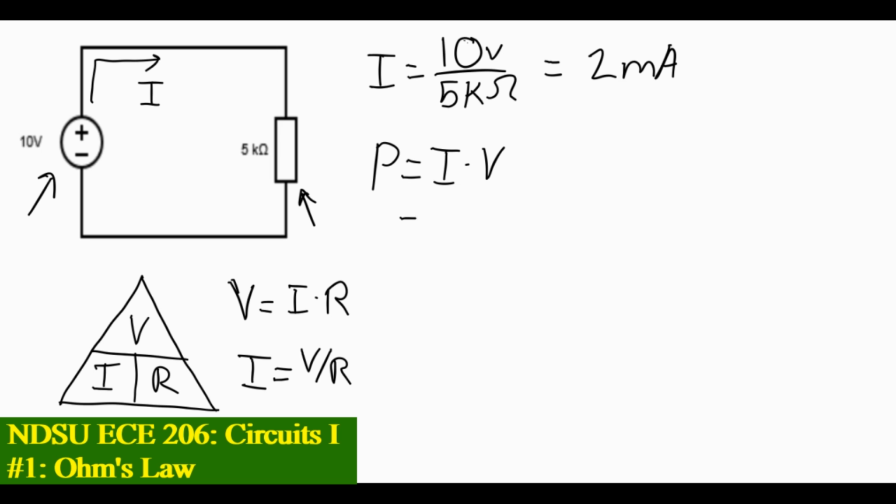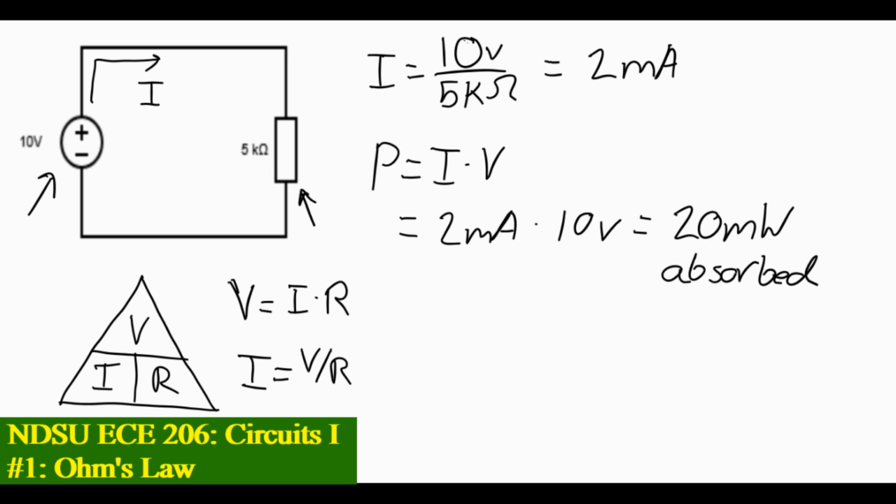Let's solve for the power that's going to be dissipated through that resistor. 2 milliamps times 10 volts is going to give us 20 milliwatts. And we could say that since it's a resistor, it's going to be 20 milliwatts absorbed.